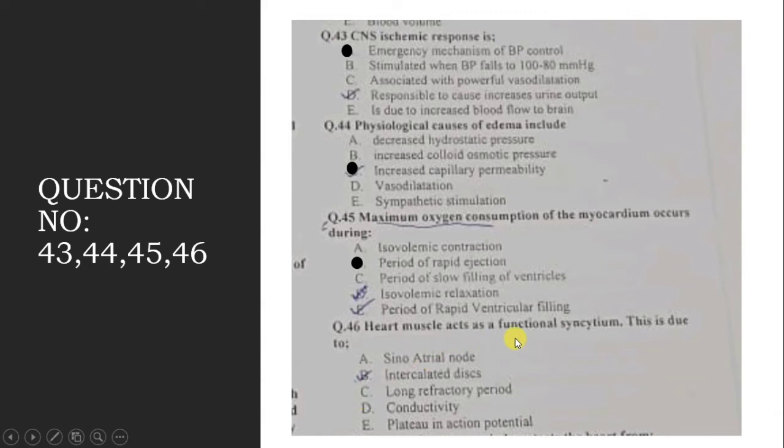Heart muscle acts as a functional syncytium. This is due to the SA node, intercalated disc, long refractory period, conductivity, plateau, and action potential. We have discussed this question previously. It is going to be the intercalated disc. This is due to the presence of gap junctions in the intercalated disc.